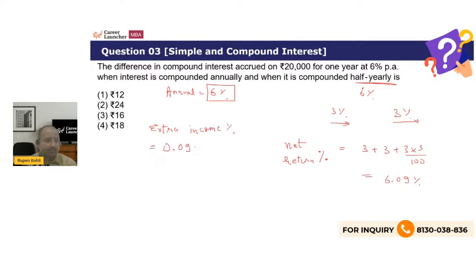So therefore the difference, or the extra percentage income that you're getting, is 0.09%. So your answer is 0.09% of your principal, which was 20,000, which simply speaking comes to 18 bucks, right? Isn't it? So that's how you should do this.